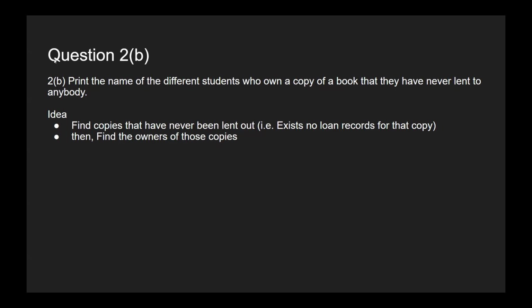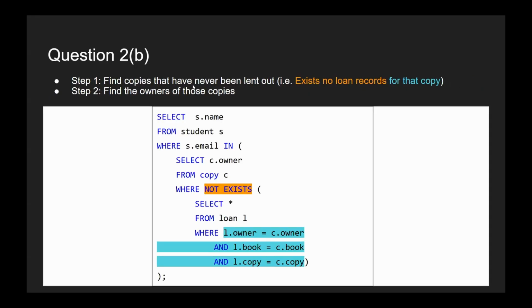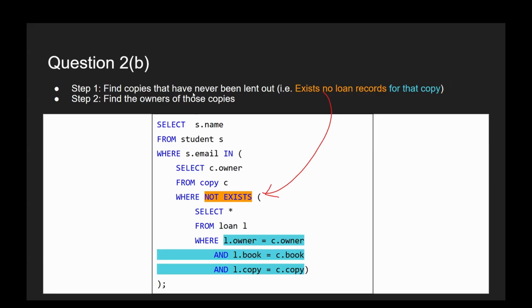The query will look something like this. So we just use not exists, and this is the book. Okay, now step two, we want to find the owners of those copies, owners, which is this part. So this is step one and step two.